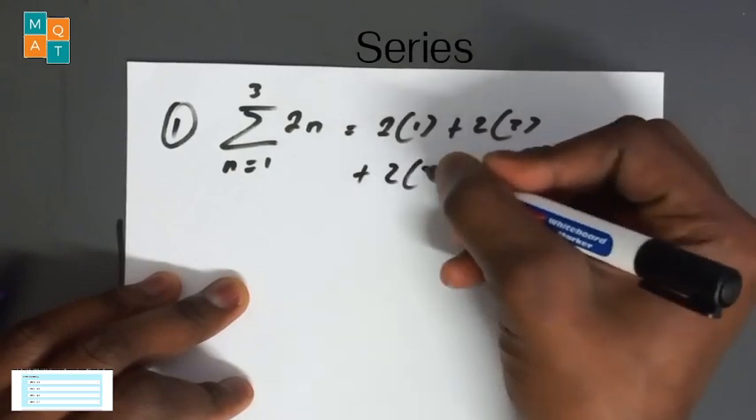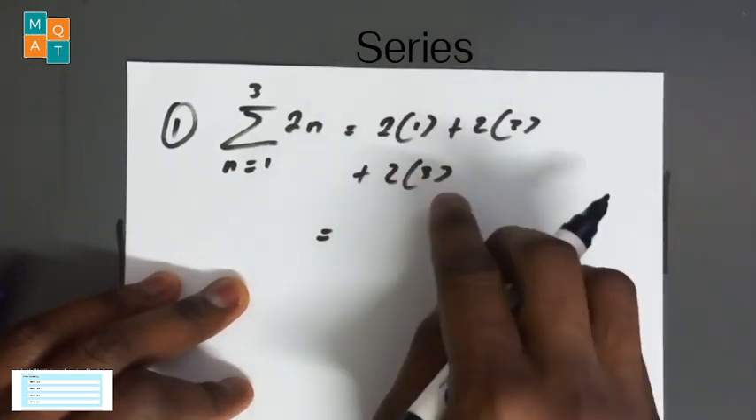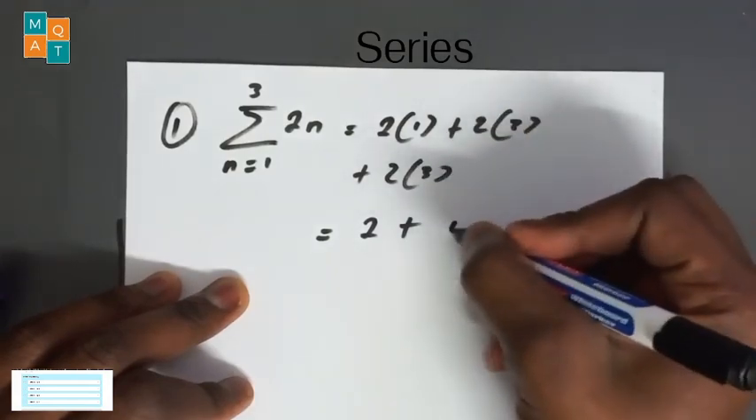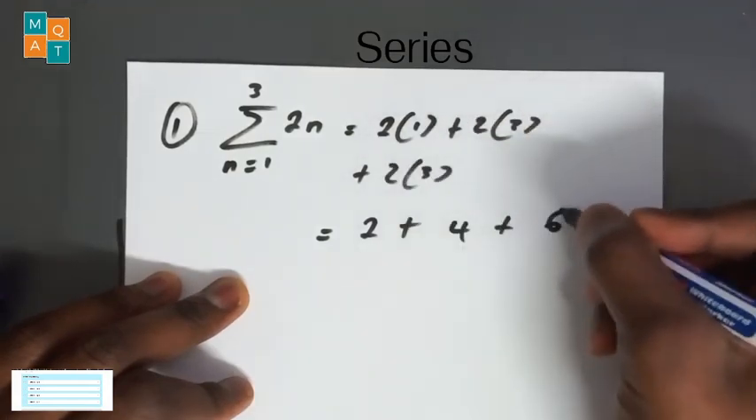When you sum all these values, they give you 2 times 1, which is 2, plus 2 times 2, which is 4, plus 2 times 3, which is 6. 2 plus 4 is 6, plus 6 is 12.